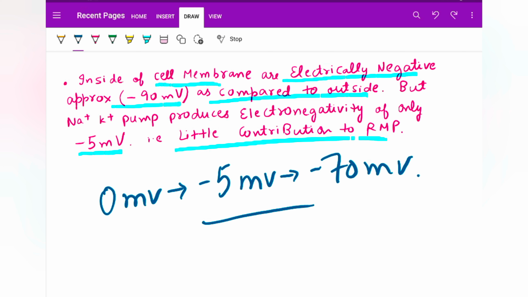In the next video, that is part 2 of RMP, we are going to study leaky channels, diffusion potential, the Nernst equation and all of that.